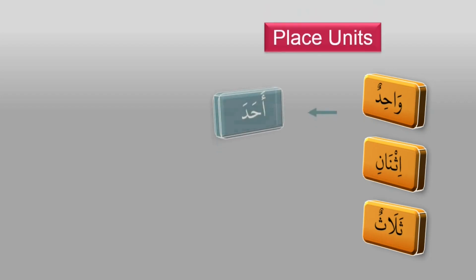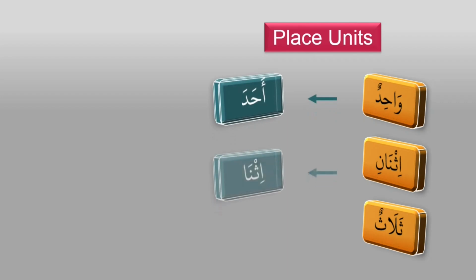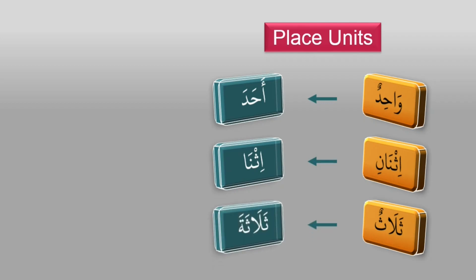First we have unit numbers with us. Wahid, Ithnan, Thalath, 1, 2, 3. We will make a bit of change in these numbers. So Wahid will become Ahada. Ithnani will be transformed into Ithna, and Thalath will become Thalathata. So this is the very first change, and we all know that teen numbers are basically compound numbers.